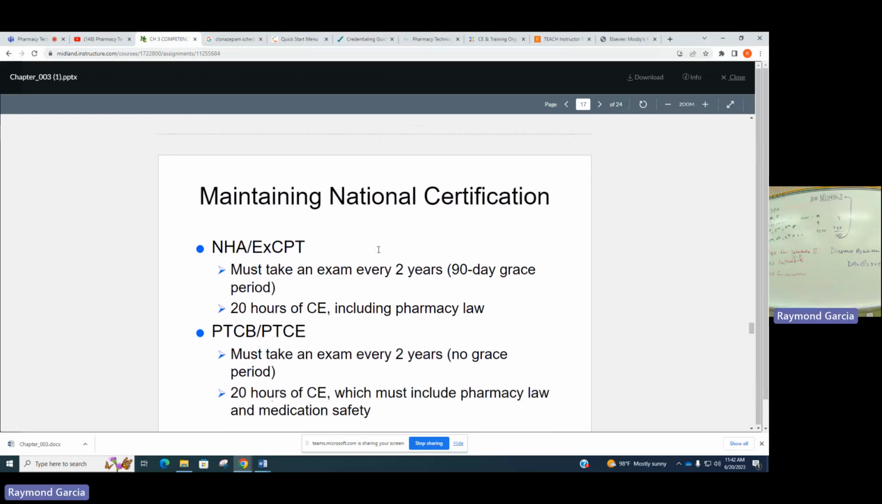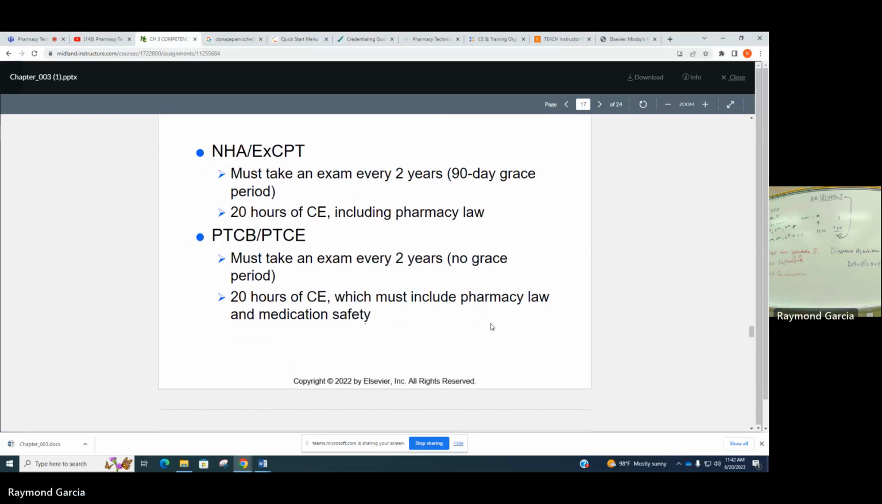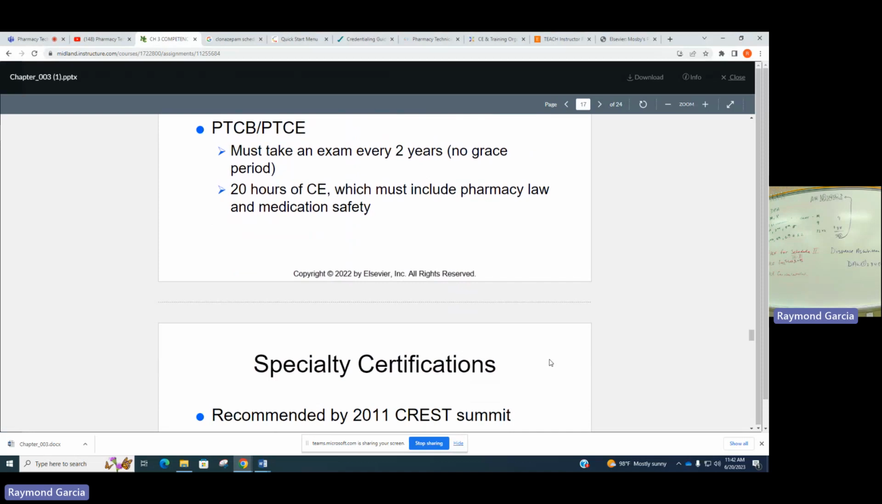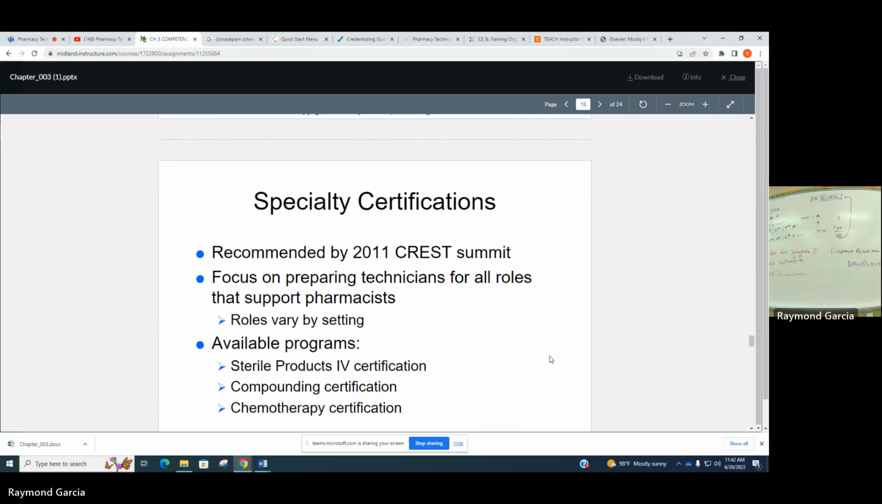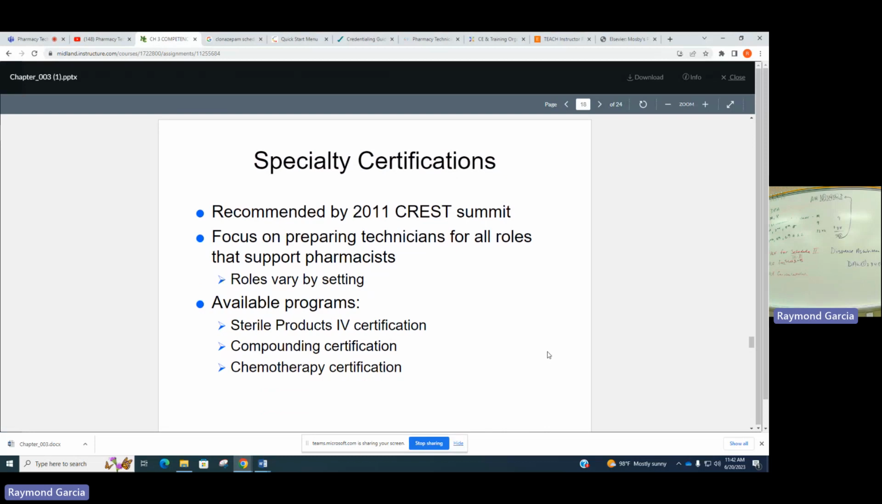Maintaining national certification, again, you must take an exam every 2 years or complete 20 hours of CE, including pharmacy law. The easiest way to get recertification is to do the 20 hours, and don't wait till the last month to do it. You have specialty certifications, which is recommended by the 2011 CREST Summit. It focuses on preparing technicians for all roles that support pharmacists. Roles vary by setting, so they vary if you're in retail or if you're in a hospital setting.